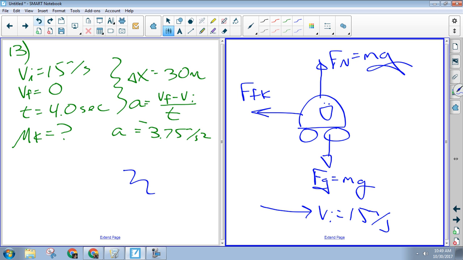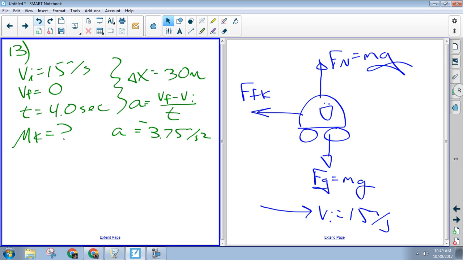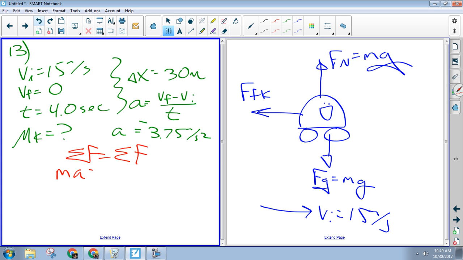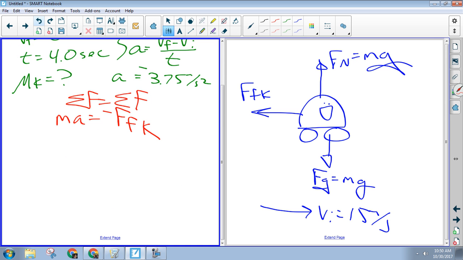Everybody? Yes. Okay, so now, I think we can do one of these. Net force equals net force. So, MA equals force of kinetic friction, right? Yeah. So, let's see. Mass times negative 3.75 equals negative coefficient of kinetic friction times MG.